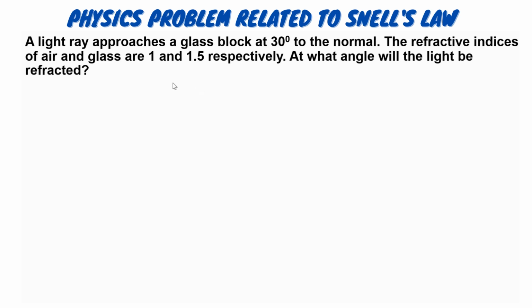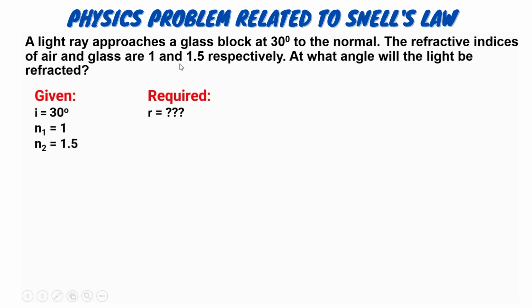So to answer this problem, first we need to identify correctly the given variables. For the angle of incidence, we have 30 degrees. For the refractive index of air, we have 1. For the refractive index of glass, we have 1.5. Now, we are asked to determine the angle of refraction in the problem.